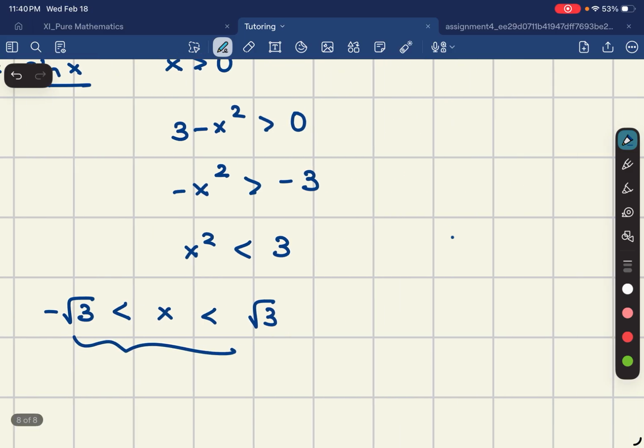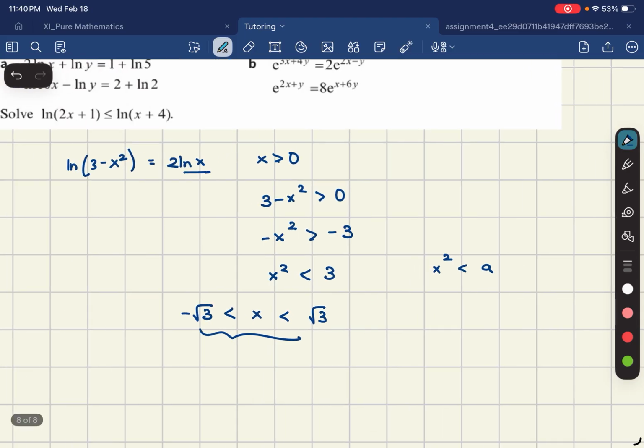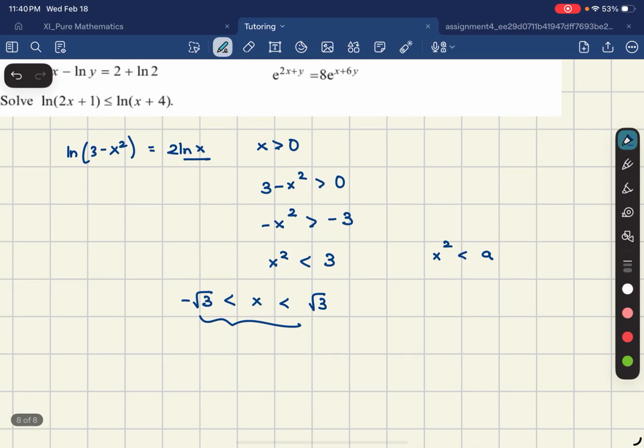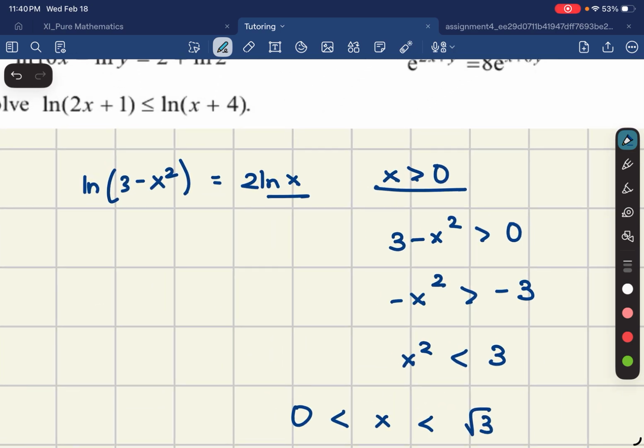Generally, if I say x squared is less than a, that means that x is less than the square root of a and bigger than negative square root of a. So this is something useful to remember. So we have two conditions. However, because I already said that x is bigger than 0, it cannot be between negative root 3 and 0 here. So it has to be greater than 0 and less than square root of 3. That is something to remember before we start solving.